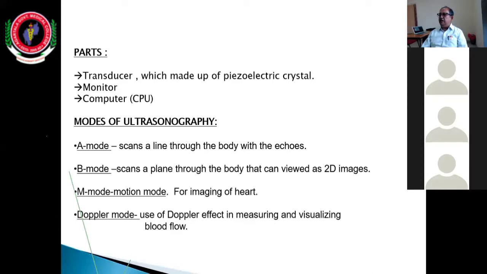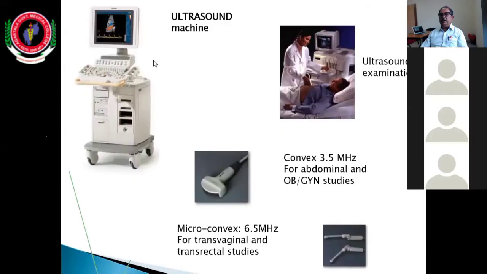Now, what are the parts of the ultrasound machine? There are three parts: the transducer, which is made up of piezoelectric crystal, another one is the monitor, and another one is the computer. This is the monitor, there is a transducer, and this one is the CPU.